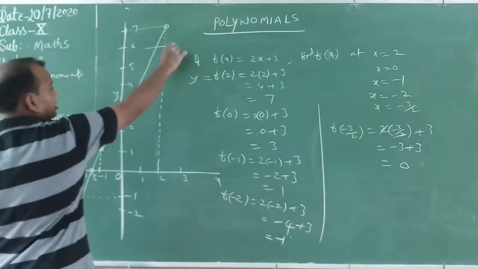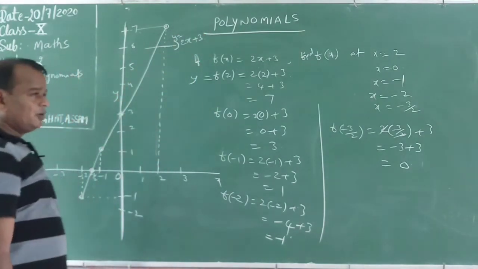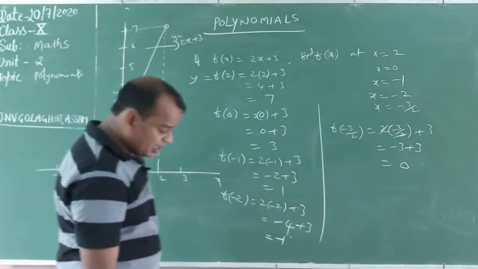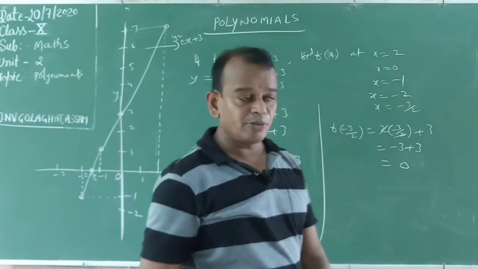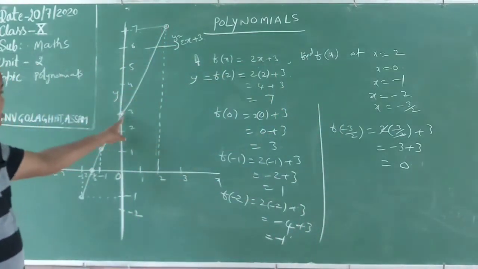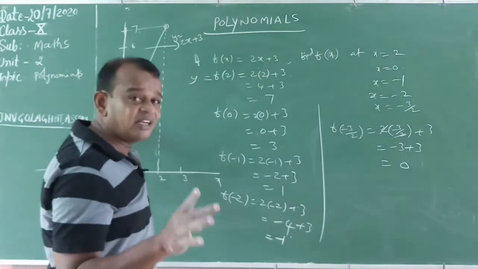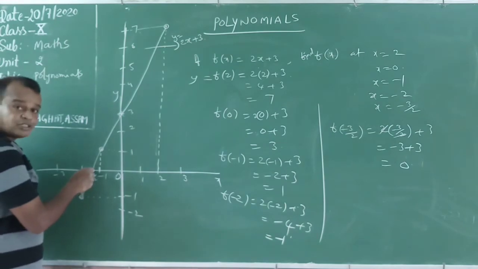This is nothing but 2x plus 3. This is the linear polynomial. Linear polynomial intersects the x-axis at how many points? This one intersects the x-axis, not the y-axis. What I am saying, it intersects the x-axis at how many points? Only one point.